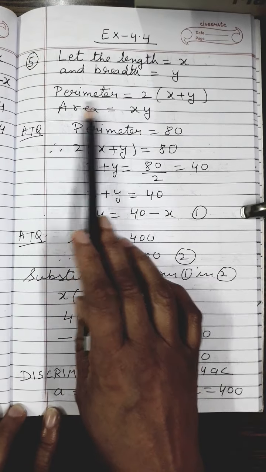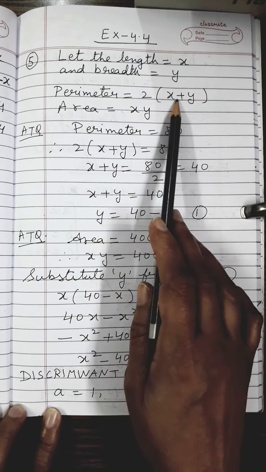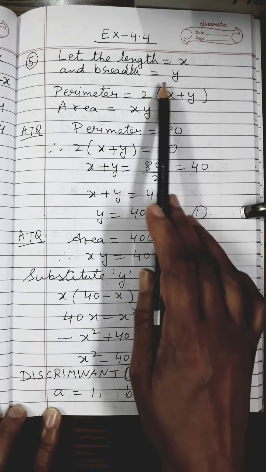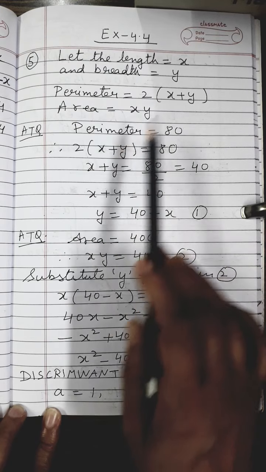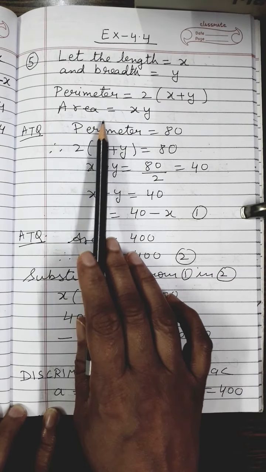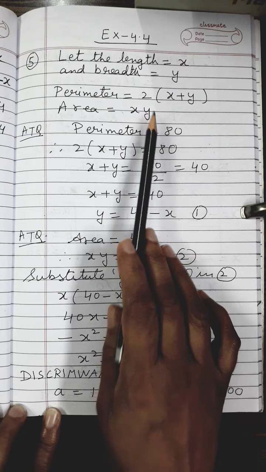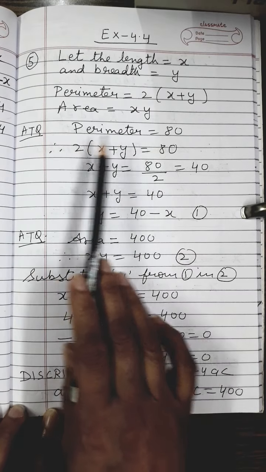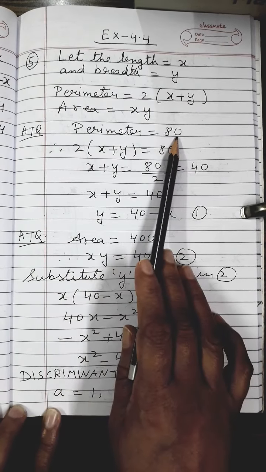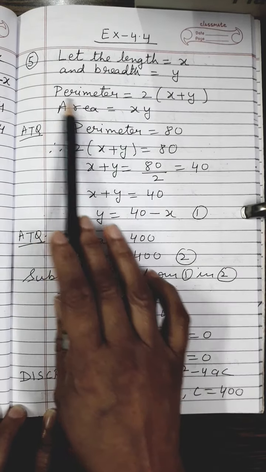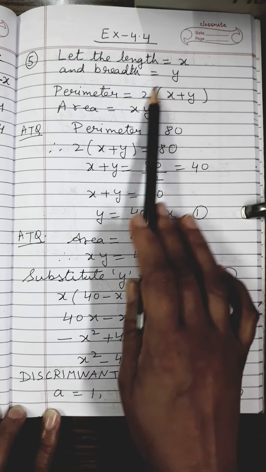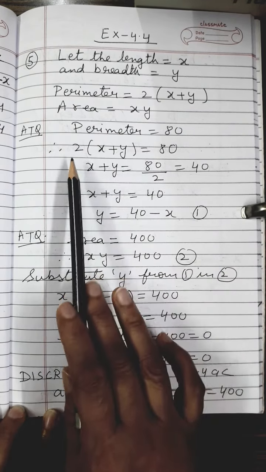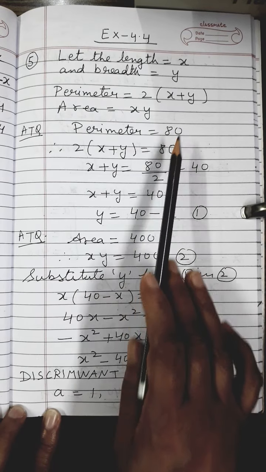Perimeter. What is the formula for perimeter? 2 into (L plus B). So 2 into (x plus y). Area is given by length into breadth, so I write x into y. ATQ, according to question, perimeter is given equal to 80. So what is perimeter? 2 into (x plus y). So in place of perimeter, I write 2 into (x plus y) equals to 80.